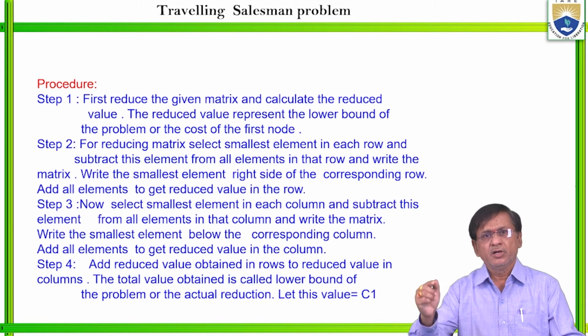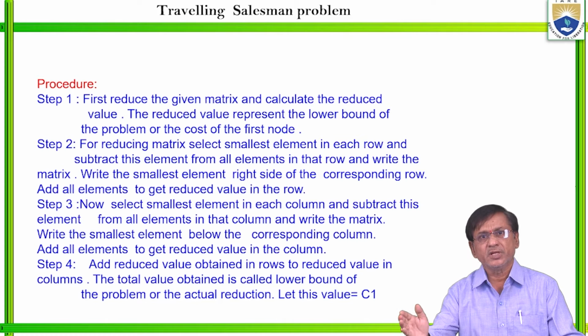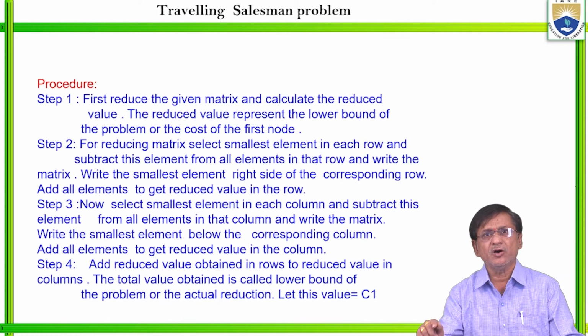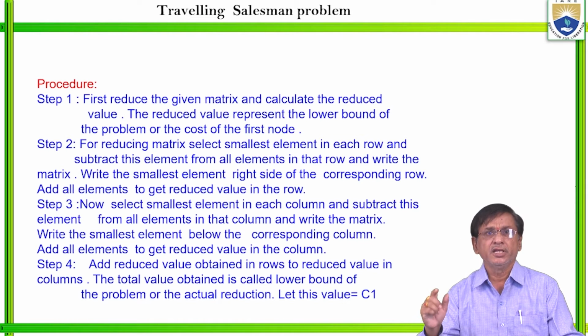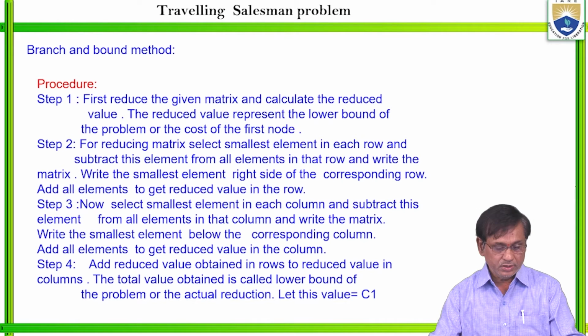Then add all the lowest elements written on the right side of the rows, that gives the total reduction value in the rows. Similarly, add all the smallest elements written below the columns, that gives the total reduction in the columns. Now add the reduction in the rows and the reduction in the columns, that gives the net reduction, that is the lower bound of the problem or cost of the first node.